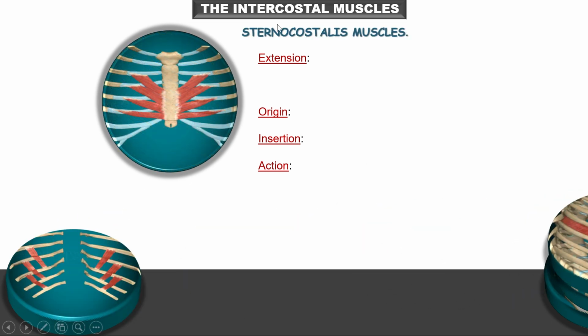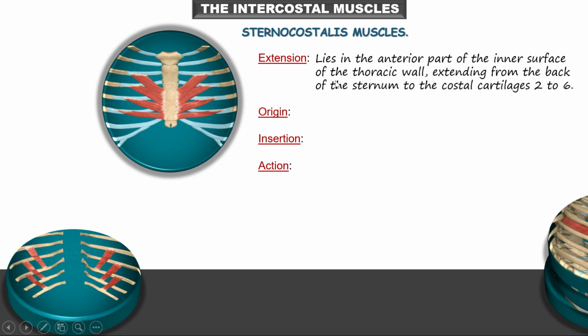Regarding our next muscle, which is the sternocostalis muscle, you can see this is a view from the inside of the chest. That is on the posterior side of the sternum, inside the cavity. We can see the muscle having attachments on the sternum, at the same time attachments on the ribs. That's why we call it the sternocostalis, to mean from the sternum to the ribs, which are identified by that word costal. So the extension of this muscle, it lies in the anterior part of the inner surface of the thoracic wall, extending from the back of the sternum to the costal cartilages, the second up to the sixth.